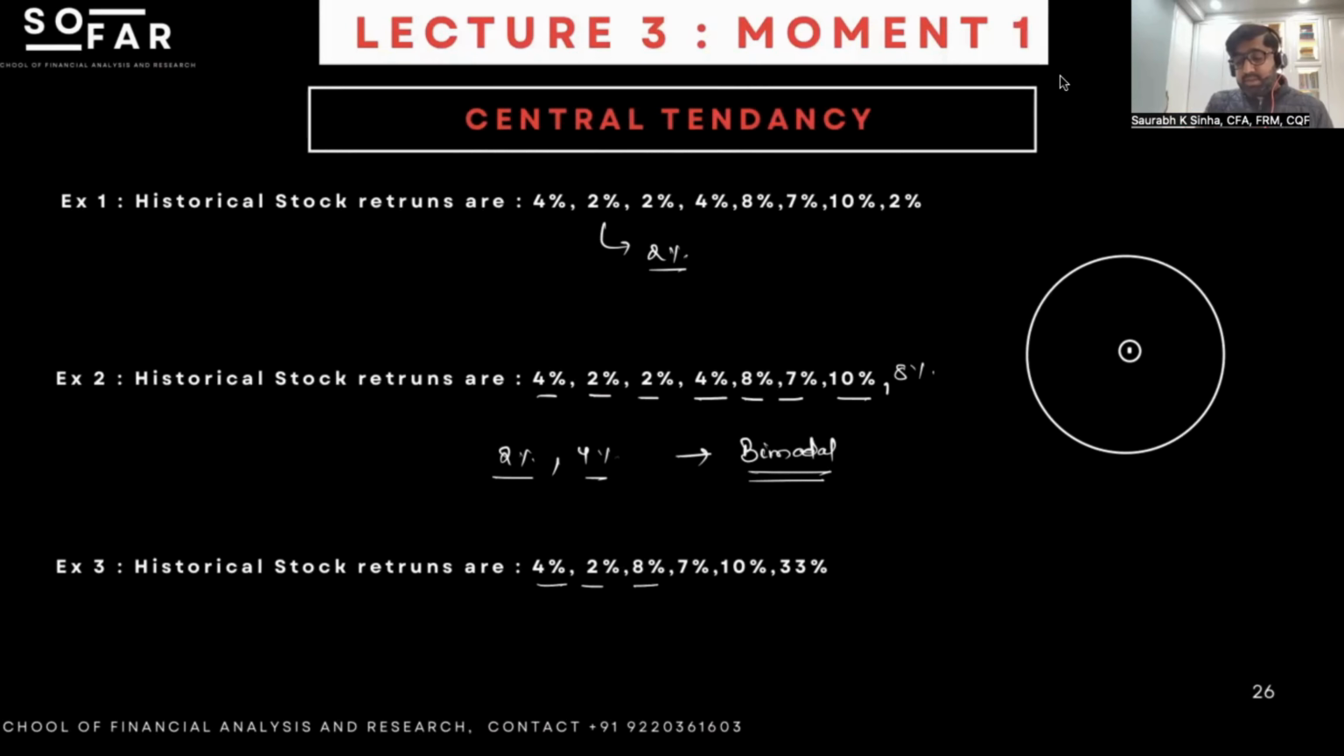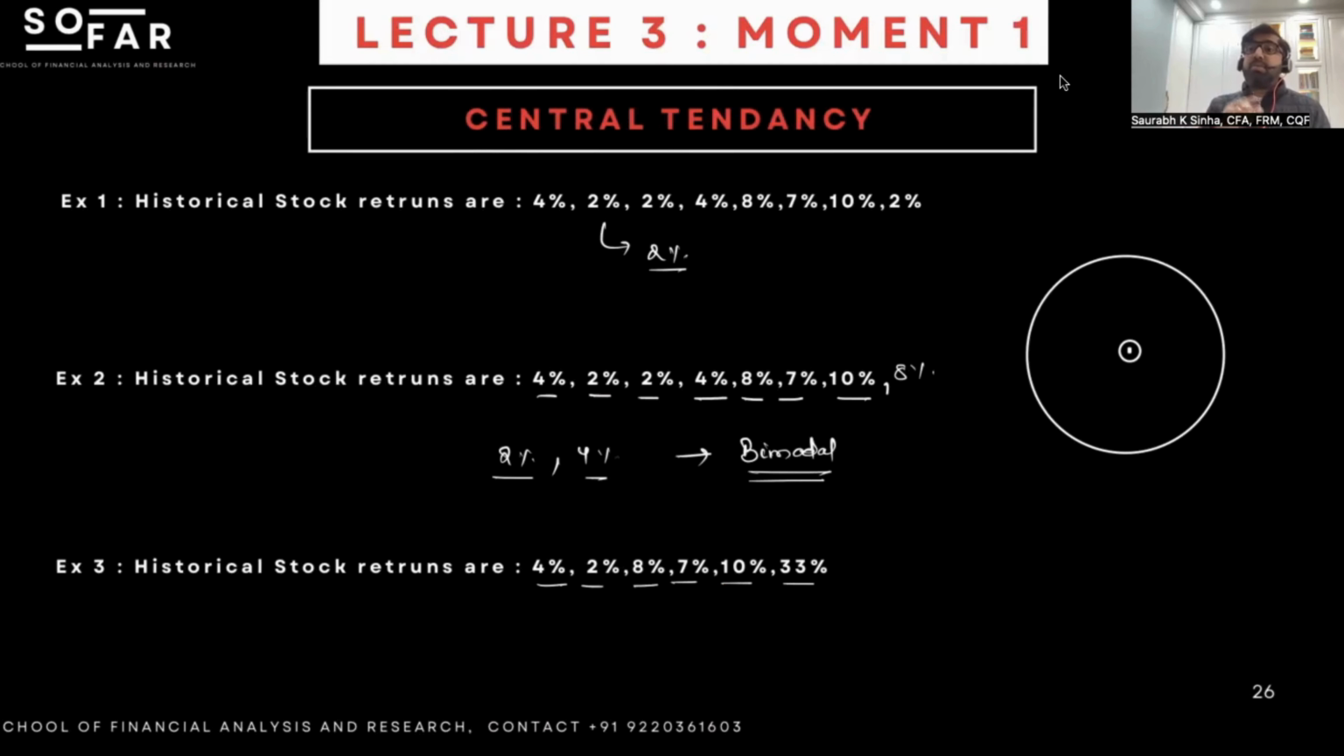But the problem doesn't stop there. See this data. What is the mode of this data? It doesn't exist. It doesn't have any mode because every data point is occurring once. So there is no mode to the data. You don't have a data point which is occurring more times than the others. So that is a problem with mode.